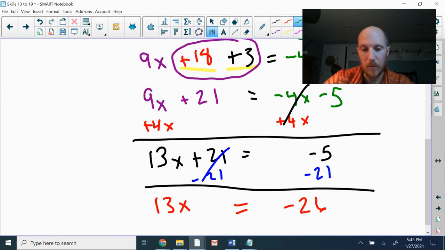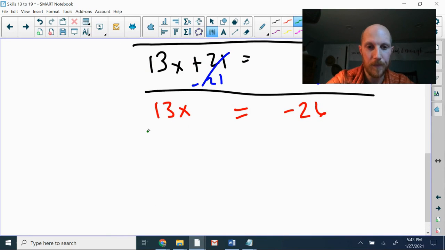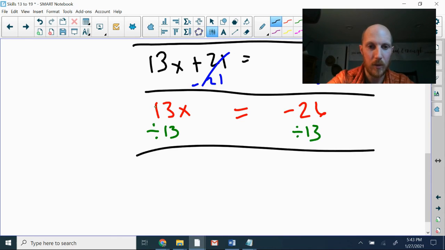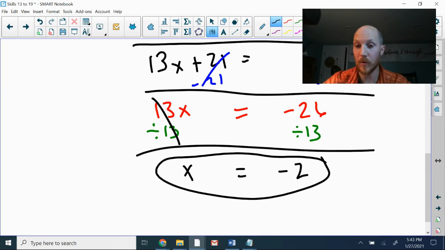And now my last step, as I just mentioned, is to divide by 13. So divide by 13 on both sides of the equal sign. These are going to cancel, leaving me 1x. So I'll just write x equals, and over here, negative 26 divided by 13 is going to give me negative 2. So there's my solution, negative 2.